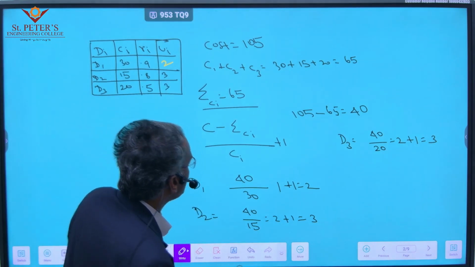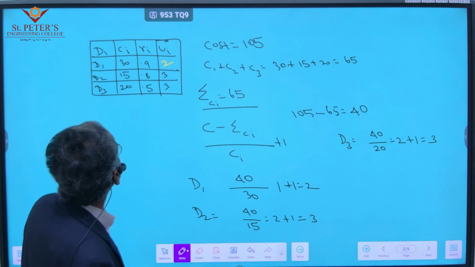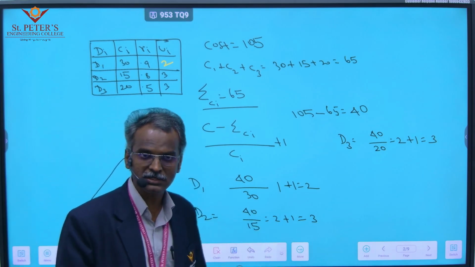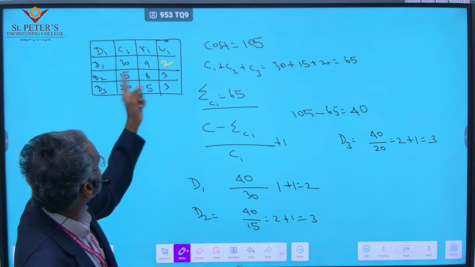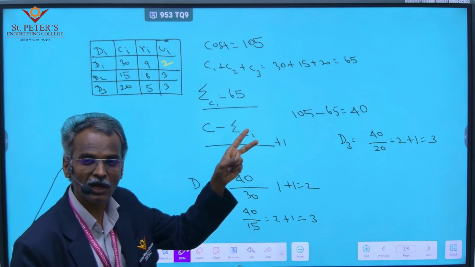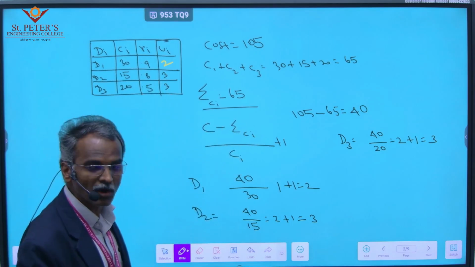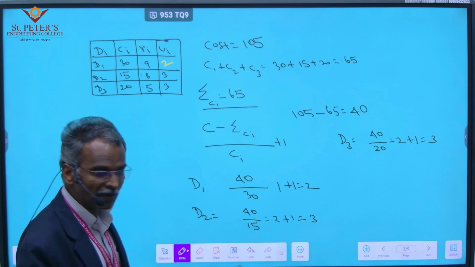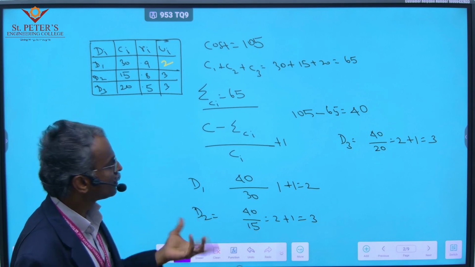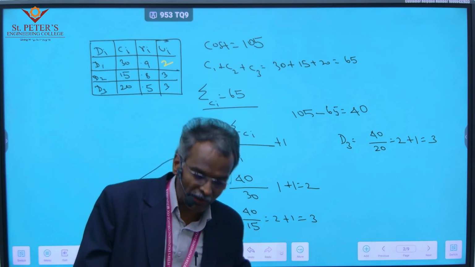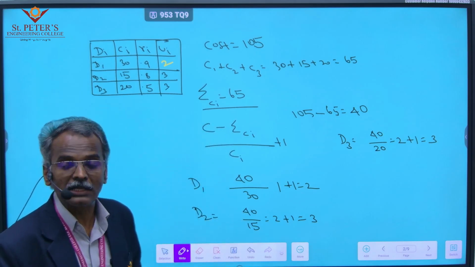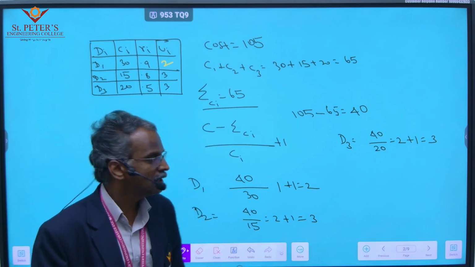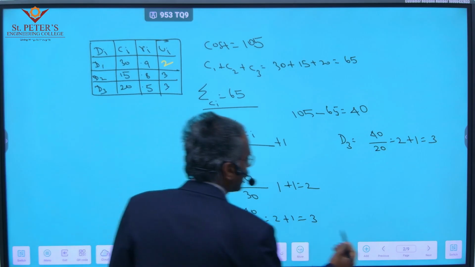So with this we come to the conclusion that the overall system has 3 devices. For the first device we are going to have 2 copies, second device 3 copies, third device 3 copies. With that we need to calculate the cost and reliability set. So let us see how to calculate that set.